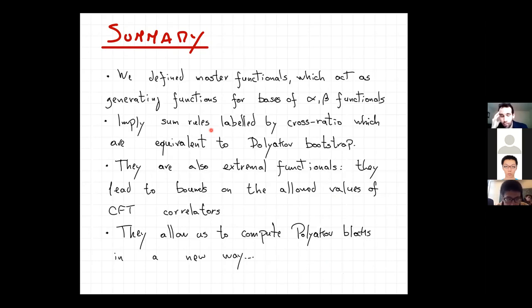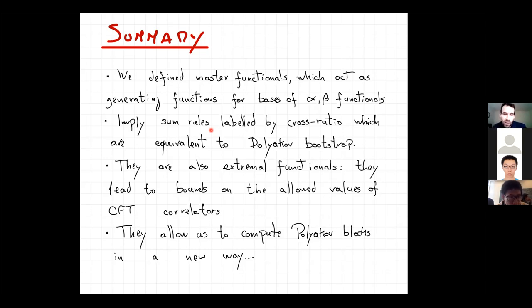They imply certain sum rules labeled by the cross ratio, which are nothing but a restatement of the polygon bootstrap. And they are extremal functionals. They lead to bounds on the allowed values of correlators at the point Z. So there's one functional per point.